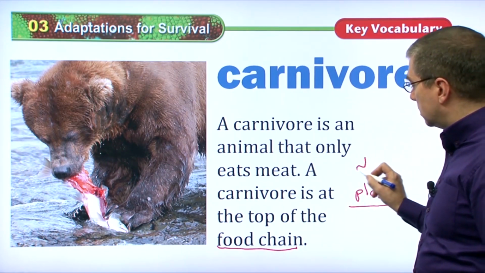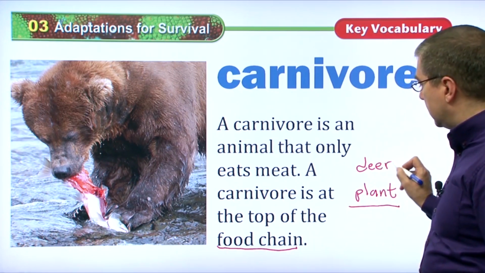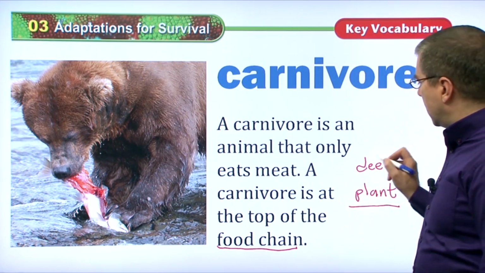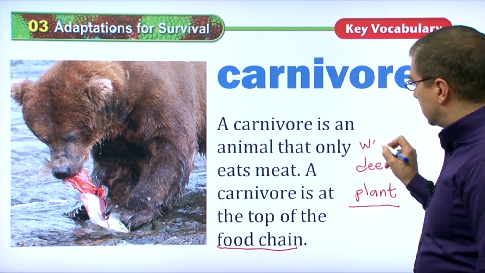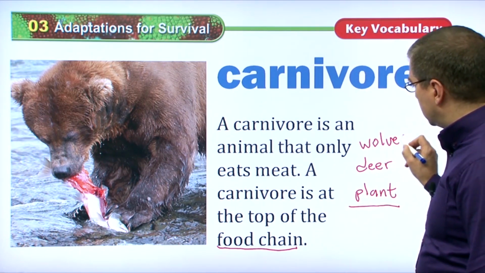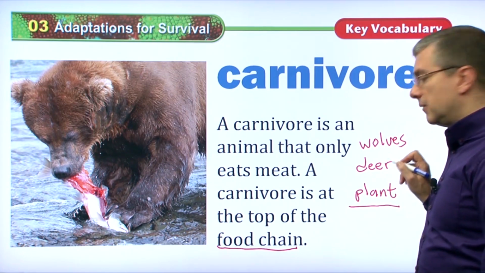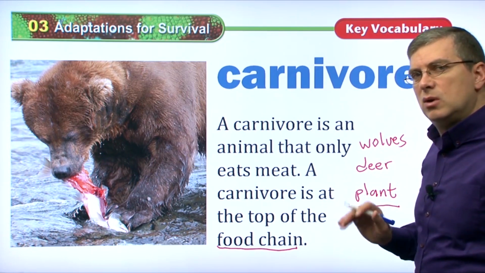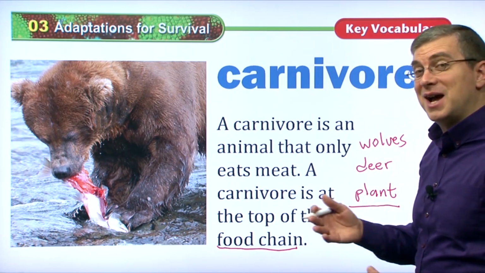Well, deer can eat plants, right? Deer will eat plants. But what eats deer? Wolves will eat deer. Wolves. Okay? So this is a very simple food chain. What eats wolves? Nothing eats wolves, right? Until they die, of course.